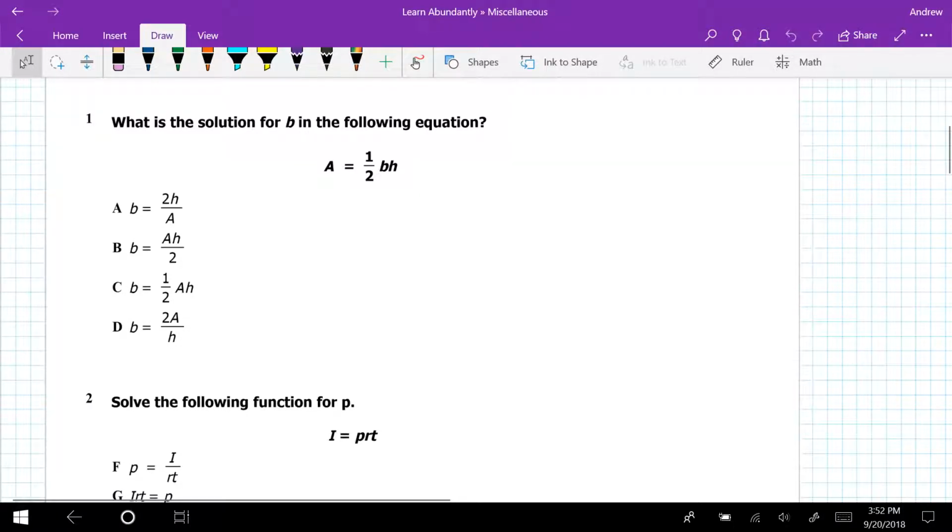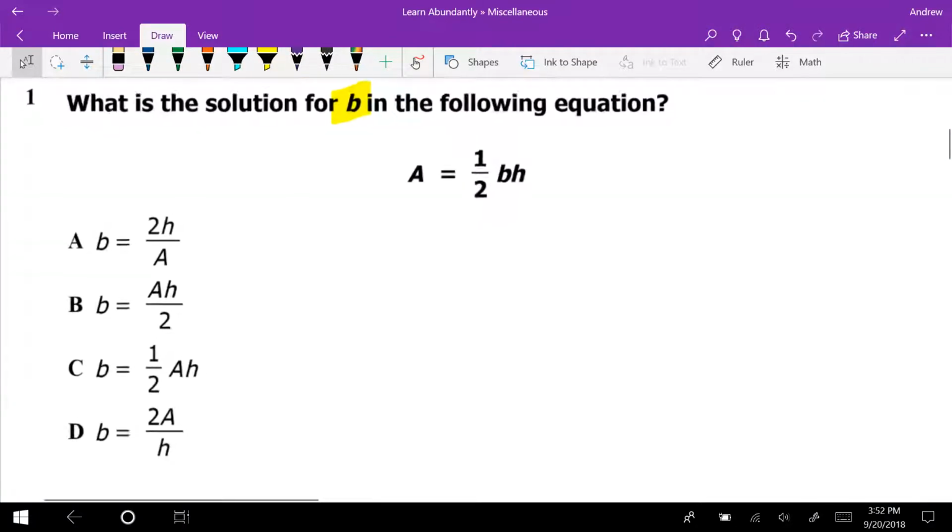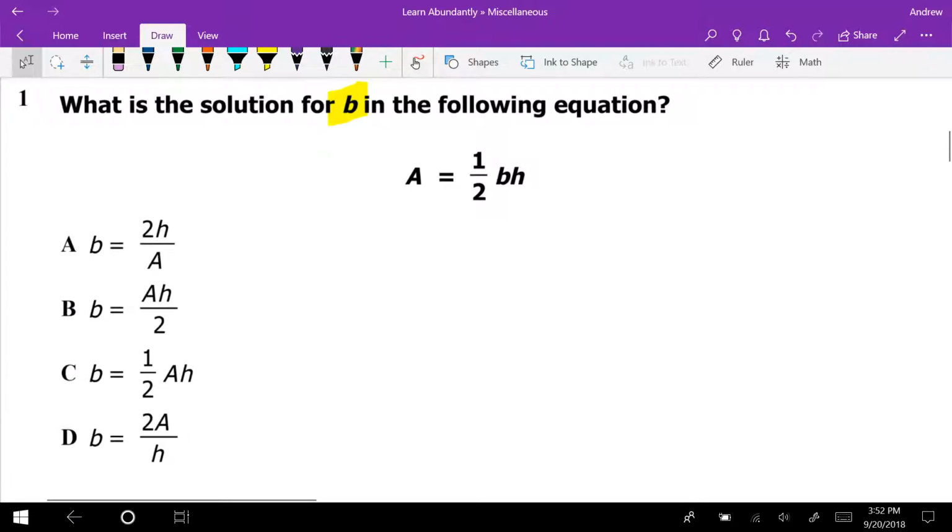Let's jump right in. The first one is the most basic. We see this one all the time, and it's solve for b. I'm going to make it a little bit bigger for you. Solve for b, and we have a equals 1/2 bh. You probably have this one in your notes actually already worked out, haven't you?